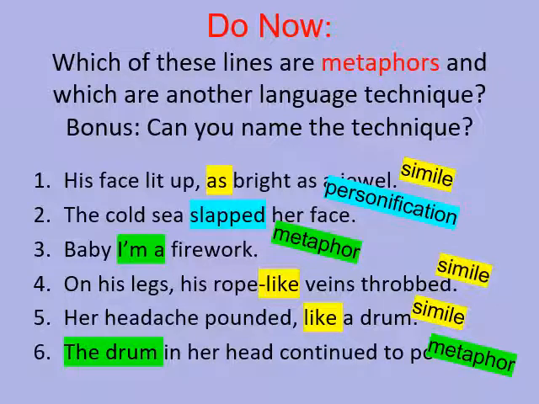Which of these lines are metaphors and which are another language technique? This is answering back on the do now. You can see there, his face lit up as bright as a jewel. That's a simile. I won't read them all out. Or perhaps I will. The cold sea slapped her face. That's a personification. Baby, I'm a firework. That's a metaphor. On his legs, his rope-like veins throbbed. That's a simile. Her headache pounded like a drum. That's a simile. And the drum in her head continued to pound. That's a metaphor.